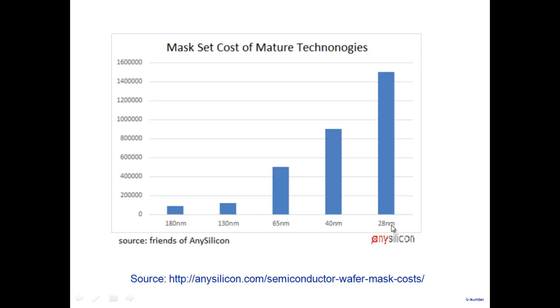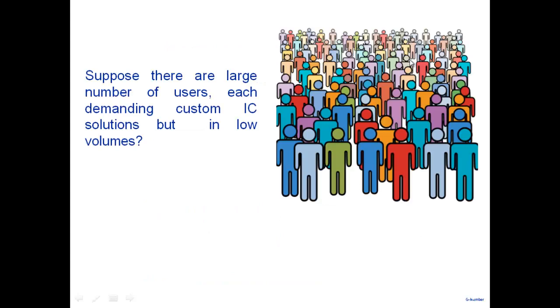And then this is 28 nanometers. So as you go further, the mask costs are really increasing. Okay, so the masks are very expensive. Masks required to make your IC are really expensive. You can't afford them, unless your volumes are very, very high. So you can't have a dedicated IC here.